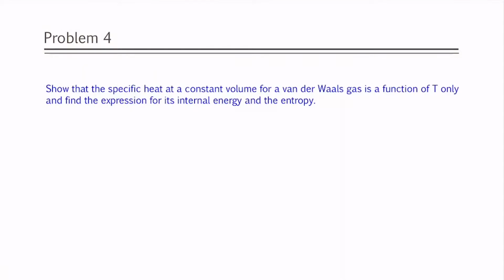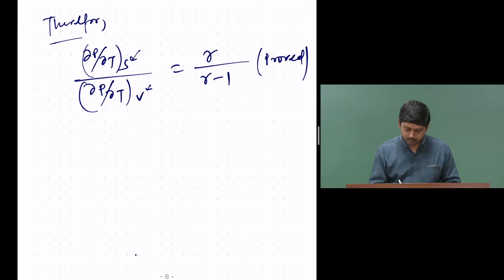Okay, so we will continue solving the thermodynamic relations problem, and the next problem that we are going to do, problem 4, is to show that the specific heat at a constant volume for a van der Waals gas is a function of T only, and find the expression of it in internal energy and entropy.